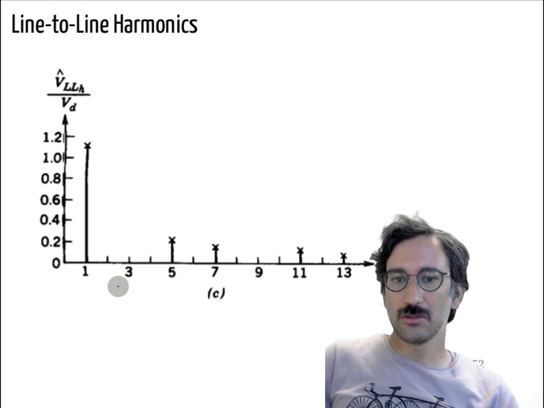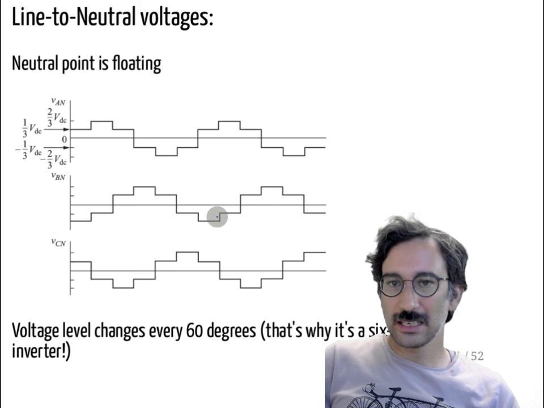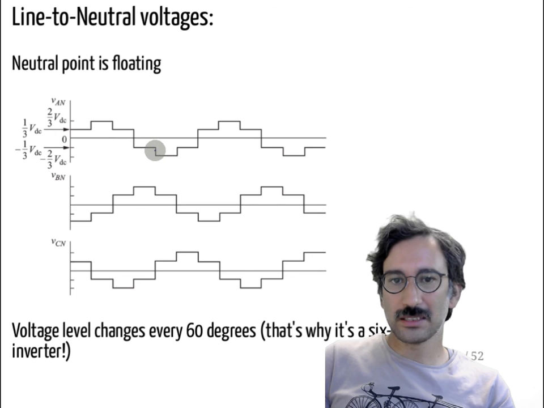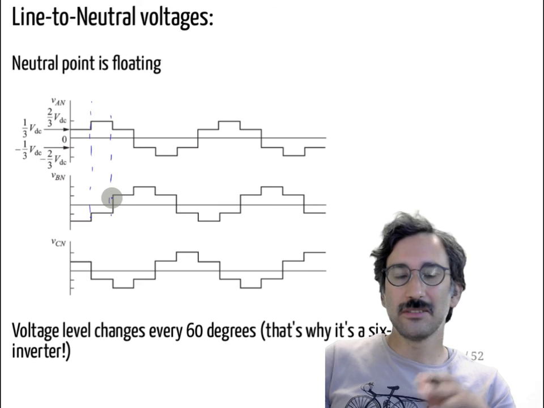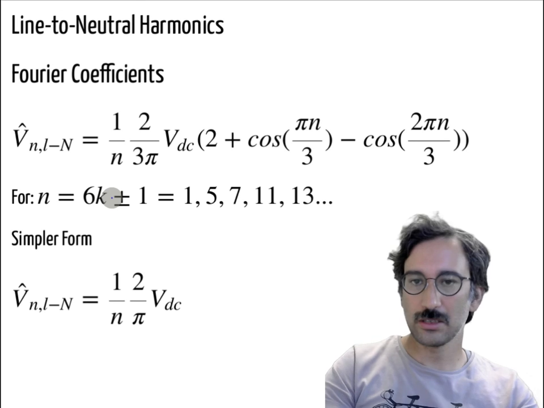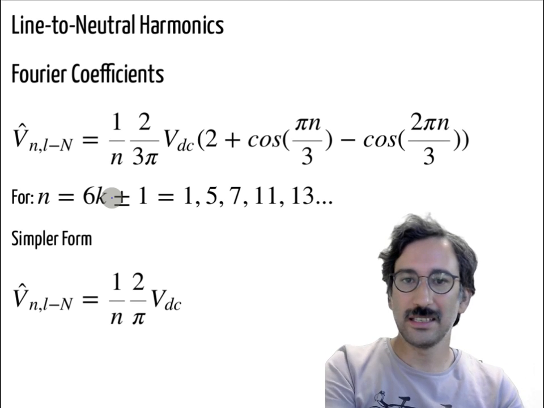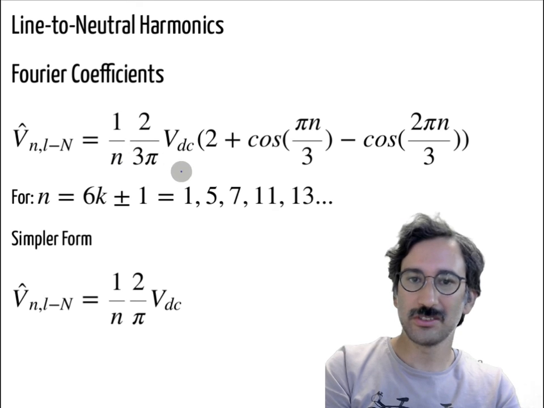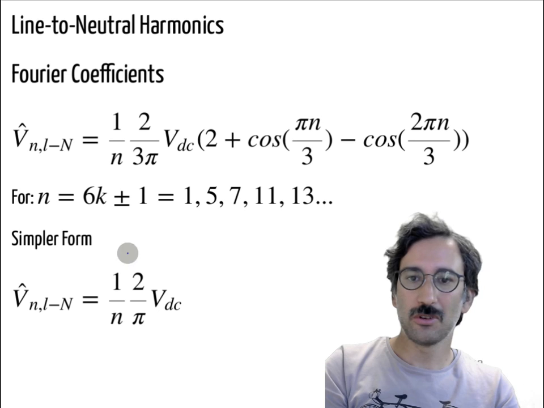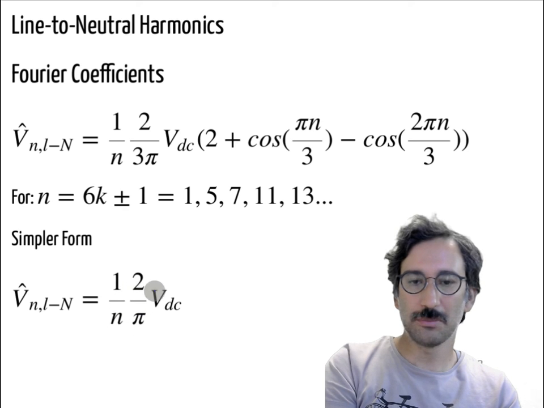Okay, so here you see the distribution of line-to-line harmonics, and the neutral point, again it is floating, and we have that kind of waveform. Every switching at 60 degrees makes the phase voltages change at 60 degrees. That is again why it is called a 6-step inverter. Okay, so for the line-to-neutral harmonics, you have that configuration. It is a slightly more complex expression, 1 over n, 2 over 3 pi. Again, you are not responsible for that one, but that term can be simplified, and it is 1 over n, 2 over pi VDC.